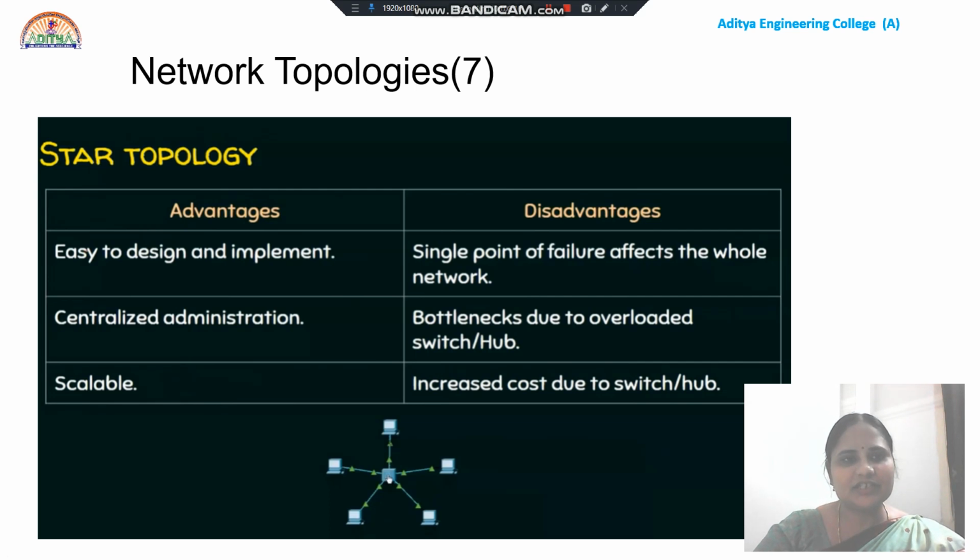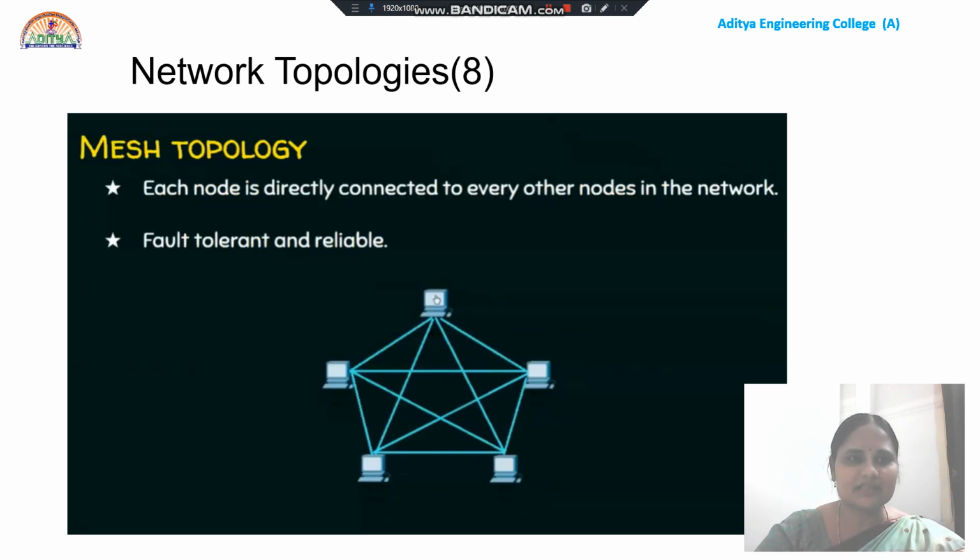Centralized administration takes care of each and every node connected to it, and it is scalable. But still, a single point of failure affects the whole network, and bottlenecks will be there due to the overloaded central switch or hub. Because of this switch, the cost of this layout increases a little bit.